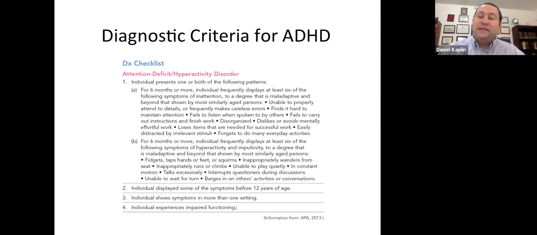So we also want to make sure that this is not situation dependent. So we want these symptoms to occur in more than one setting, and somehow it's going to impair functioning such as their academic progress, their performance at work. It could interfere with romantic relationships because they're talking over their partner because of the impulsivity and so forth.